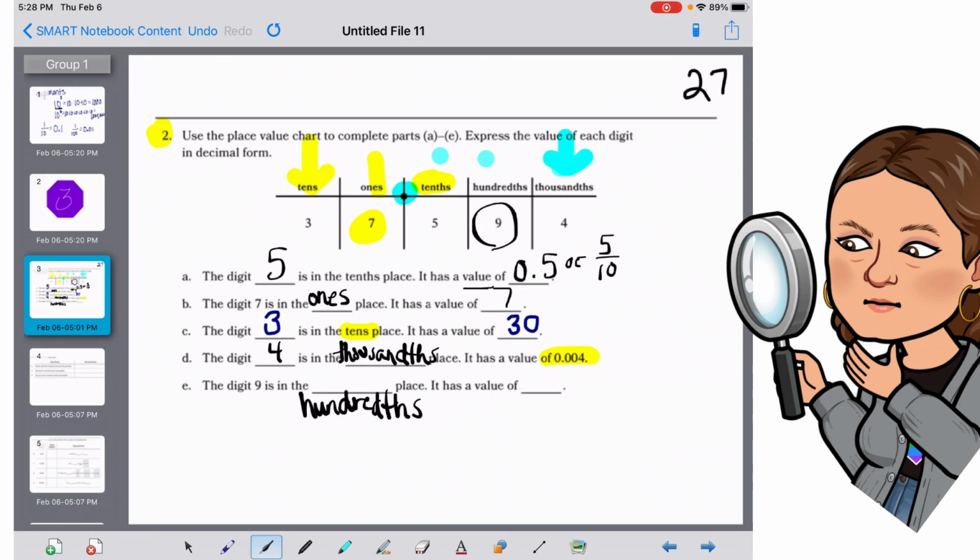I'm just going to write it underneath there because it doesn't feel like I can fit it in. And it has a value of 9/100ths. This is not a whole number, so I definitely need a decimal. 9/100ths. Okay.